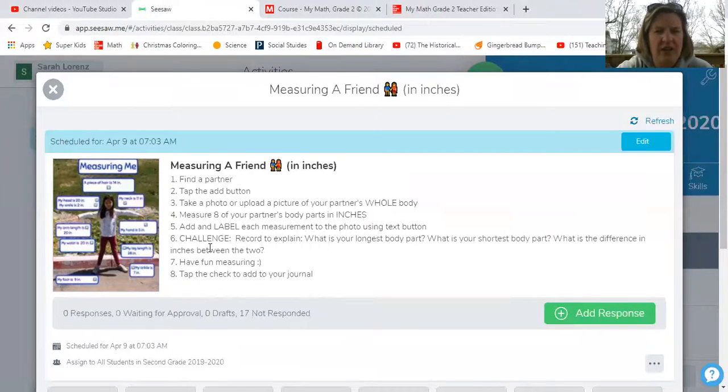And then there's a challenge. You don't have to do the challenge, but it's there if you want to. Record to explain. What is your longest body part? What is your shortest body part? What is the difference between the two? Have fun measuring and then tap the check to add to your journal.